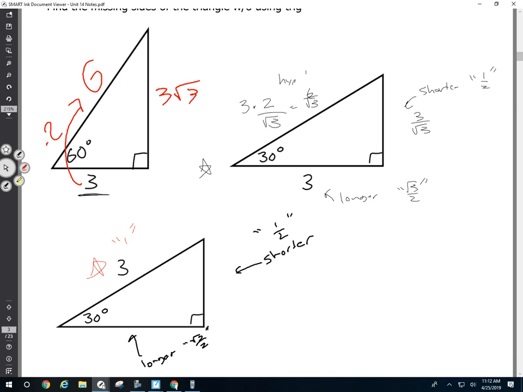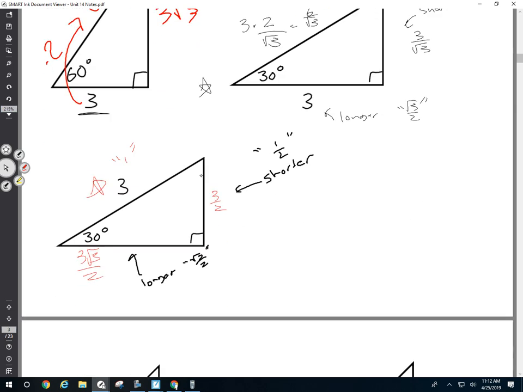So how do you get from 1 to 1/2? Divide by 2. 1.5 or 3/2. How do you get from 1 to root 3 over 2? Multiply by root 3 over 2. So this is 3 root 3 over 2. How are we feeling? Not that bad, right? It all comes back to understanding the shorter side 1/2, the longer side root 3 over 2.